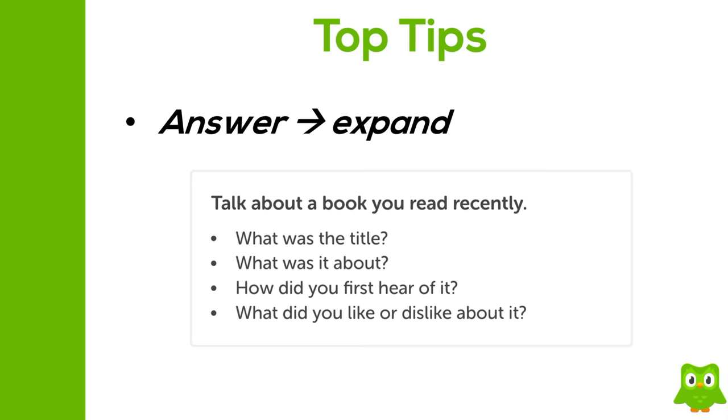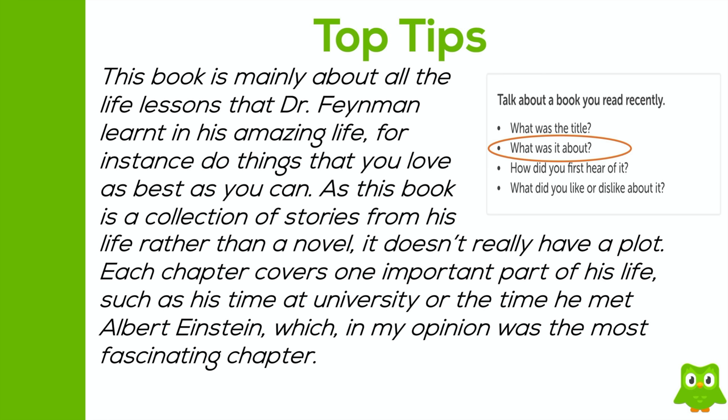Now let's take a look at the second question, which is, what was it about? So this is also an example answer, and again, I elaborated. So let me show you. This book is mainly about all the life lessons that Dr. Feynman learned in his amazing life. For instance, do things that you love as best as you can. As this book is a collection of stories from his life rather than a novel, it doesn't really have a plot. Each chapter covers one important part of his life, such as his time at university or the time when he met Albert Einstein, which, in my opinion, was the most fascinating chapter.